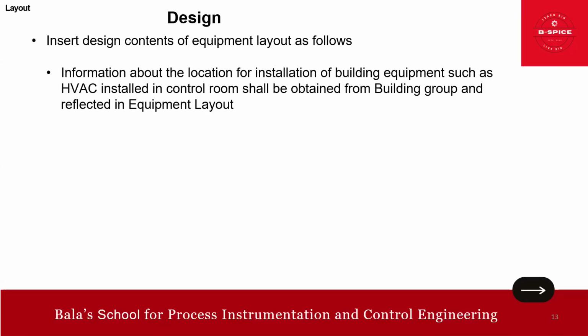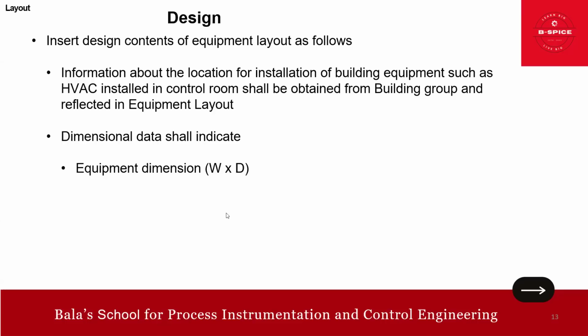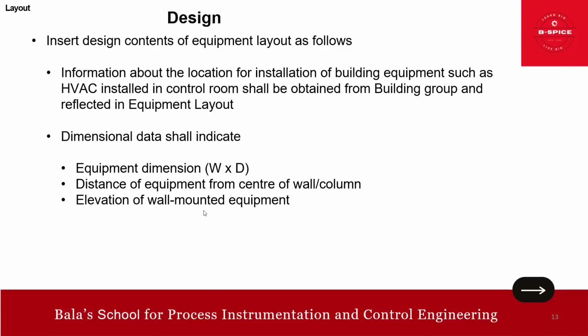Information about the location for installation of building equipment such as HVAC. So that also should be obtained. HVAC system, any panel, HVAC panel, right? So those things also should be reflected. Get it from our civil team, the building group, and reflect it. Then dimensional data, basically equipment dimension, panel height, depth, width, all this. Then distance of equipment from the center of wall or column. Then elevation of wall mounted equipment. How much?